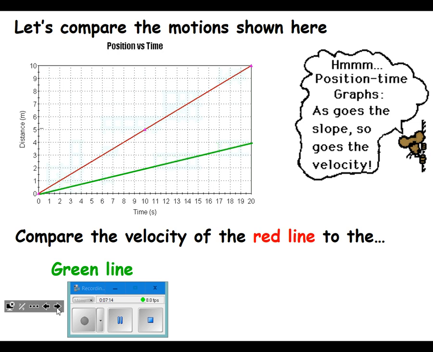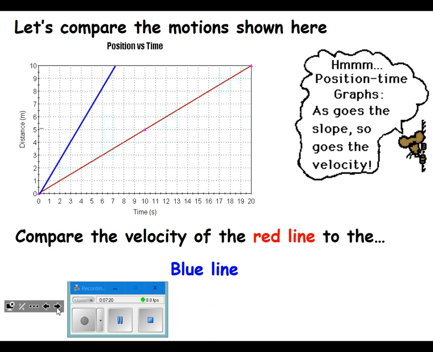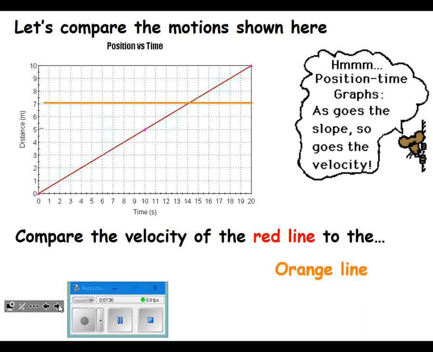Lower velocity, lower slope. So now with the blue line, that person went 10 meters in 7 seconds. So they went a lot faster. So that's saying that the velocity is higher. Higher slope, higher velocity. Now the orange line just says that they started at 7 meters and they stayed at 7 meters. That means that they were just sitting still. So that person doesn't have a speed. The slope of that line is actually 0.